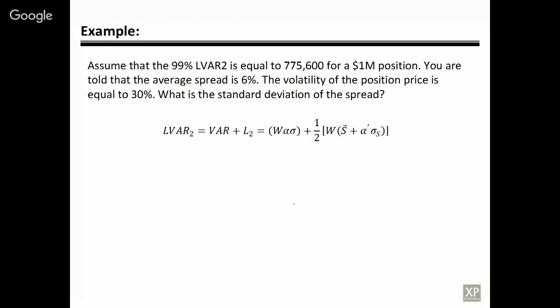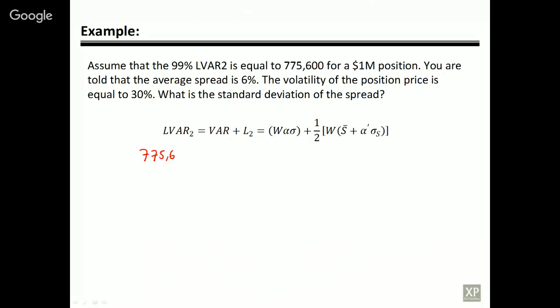Now assume that the 99% LVAR2 is equal to 775,600 for a 1 million position. You're also told that the average spread is 6%, the volatility of the position price, so note position price and not volatility of the spread, is equal to 30%. And then we're asked, what is the standard deviation of the spread? So this is a simple algebra problem.